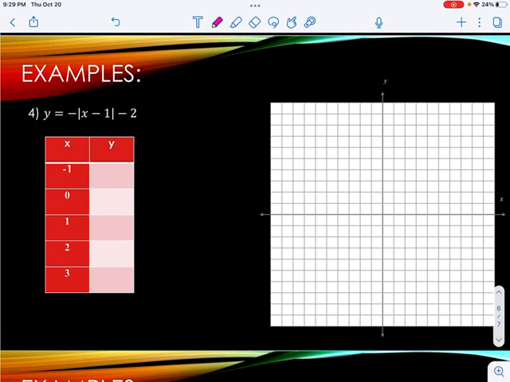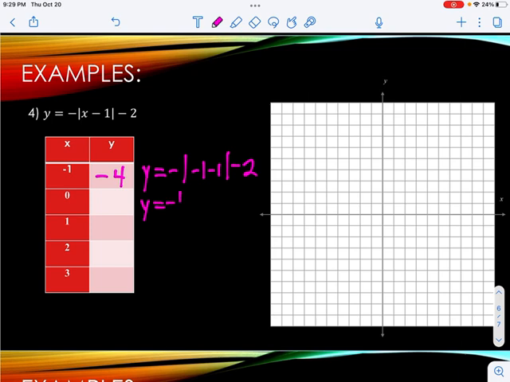Okay, let's try this next one. So we start off. We're going to plug in our values for X. So negative absolute value of negative 1 minus 1, and then minus 2. So negative 1 minus 1, that's negative 2. Absolute value of that is 2. Negative of that is negative 2, minus 2 would get me negative 4.